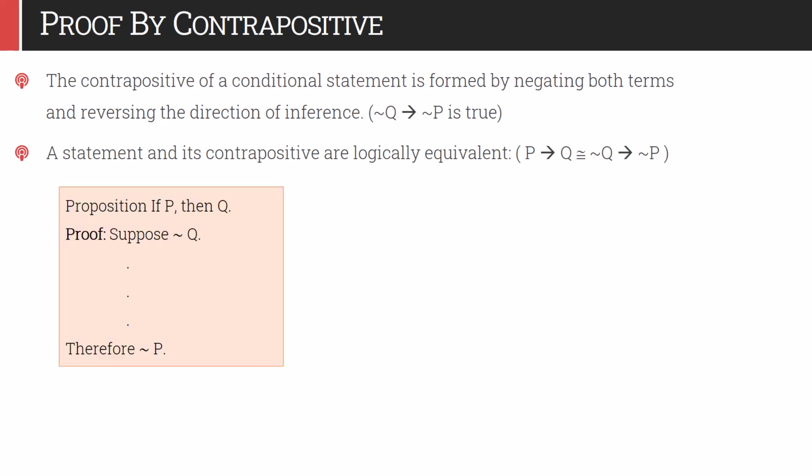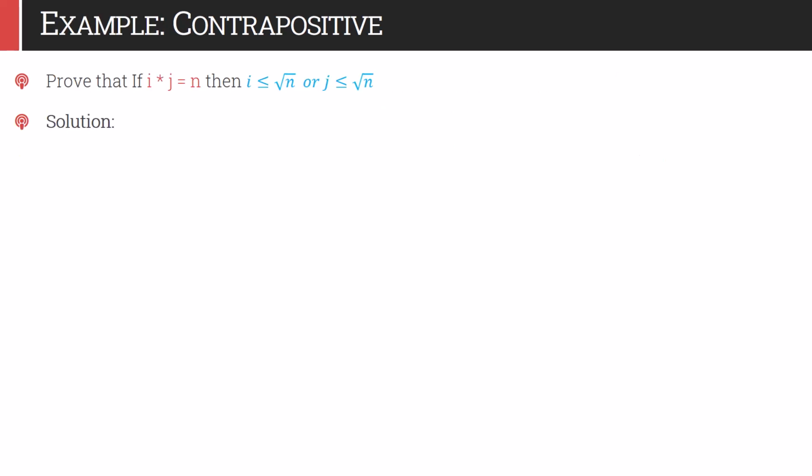So we are given the proposition if P then Q, then we are starting with the negation of the conclusion part, that is, we are assuming that negation Q is true, and from that through step-by-step derivation we prove that negation Q implies negation P. Let us try to understand it with an example. Prove that if i times j is equal to n, then i is less than or equal to root n or j is less than or equal to root n. The red part is our premise and the blue part is our conclusion.